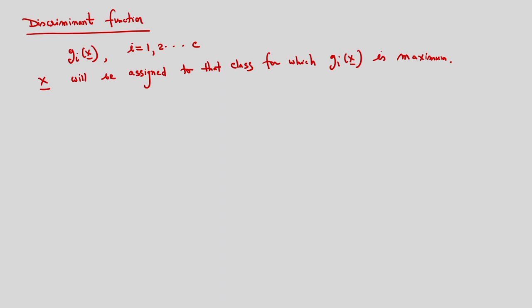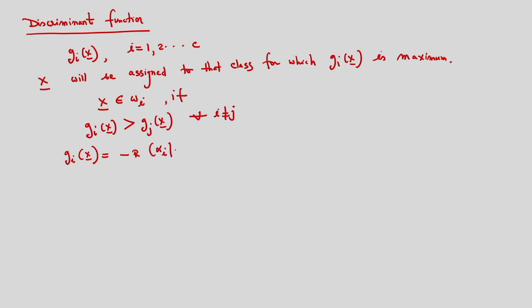So the classifier is said to assign a feature vector x to a class omega i. That means x is assigned to the class omega i if g_i(x), that is the discriminant function, is greater than g_j(x) for all i not equal to j. So based on the discriminant function, we can take a classification decision. For all c number of classes, we have c number of discriminant functions, and we have to select the largest one. Because we have to select the largest one, I can write this discriminant function in terms of R_i(x). This is nothing but the conditional risk. Already I told you, this is the conditional risk.